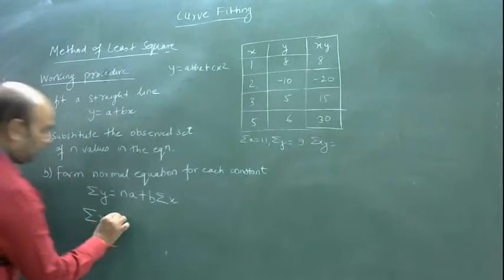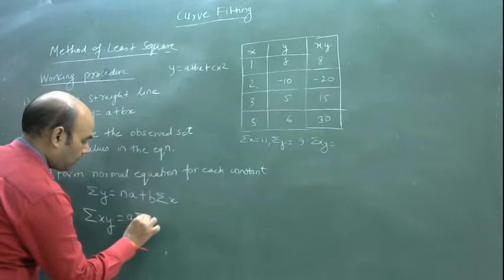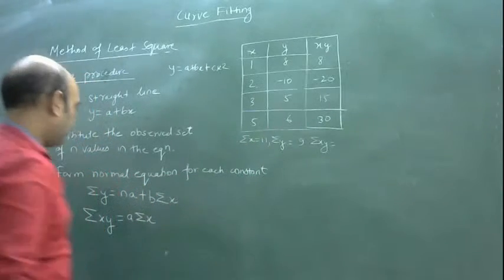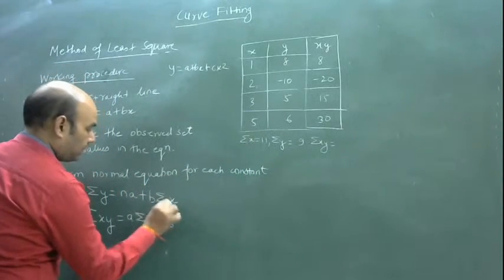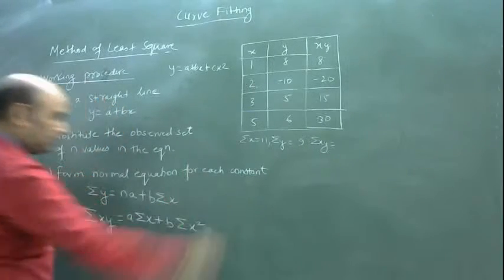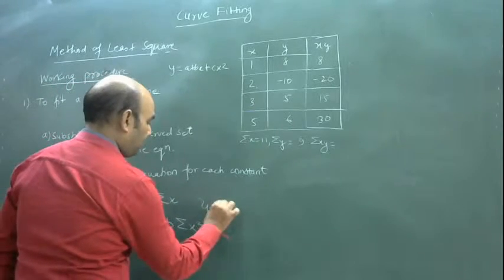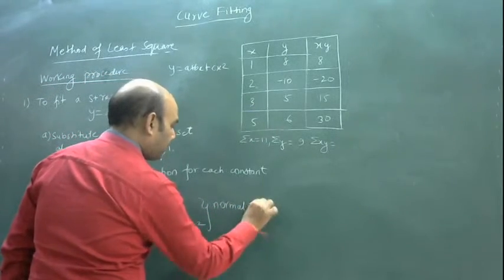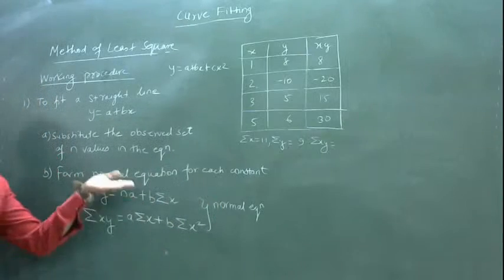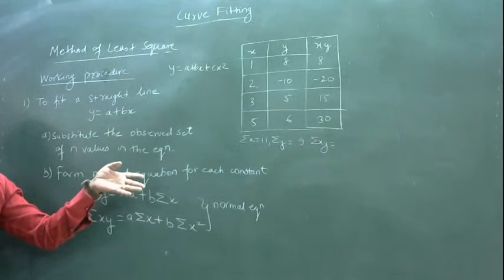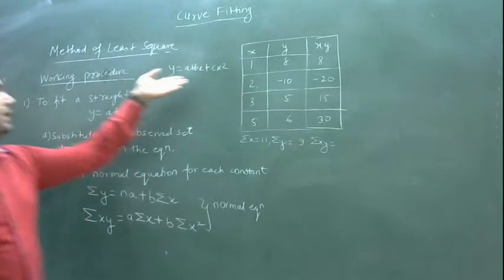Next, this will be equal to a summation of x. Now we do not need to take this n. Okay, so here this will be a summation of x. So summation of x is already calculated, plus b, this will become summation x square. Okay, so these equations are known as normal equations. So this will be applicable for any type of curve. So you have to follow this method for any curve. It may be exponential, it may be a straight line, it may be a parabola.